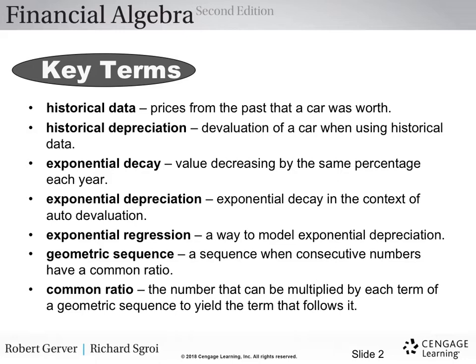Exponential regression is a way to model exponential depreciation. Geometric sequence, this is a sequence when consecutive numbers have a common ratio. In other words, they decrease by the same percentage each year. And then the common ratio, this is the number that can be multiplied by each term of a geometric sequence to yield a term that follows it.